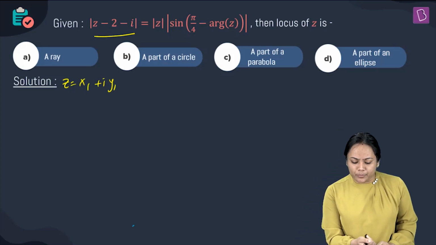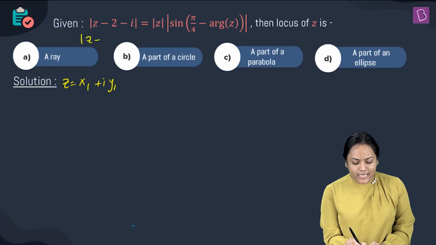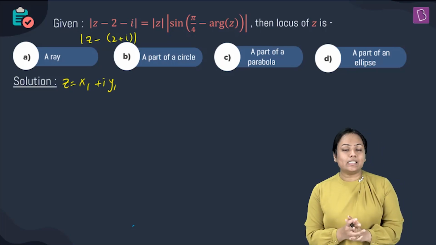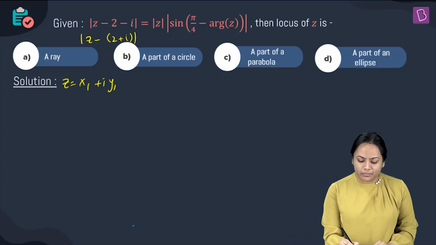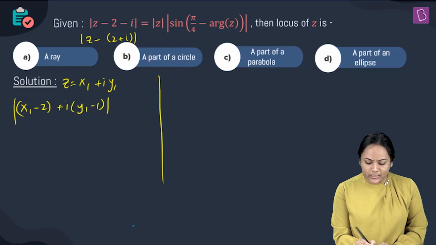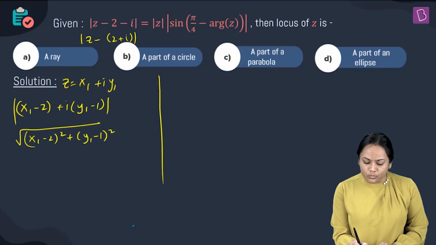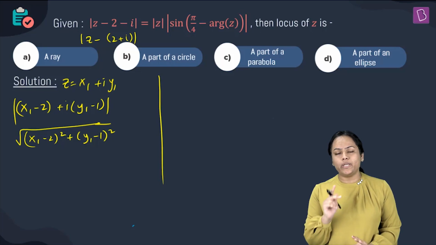Well, actually this represents the distance between two points. One point is z, another point is (2, 1), right? So this is representing the distance between my complex number z and 2 plus i. So my left hand side becomes modulus of (x1 minus 2) plus i times (y1 minus 1). And this can be written as root over (x1 minus 2) whole square plus (y1 minus 1) whole square. Is this clear? This is my left hand side, the distance between 2 points.